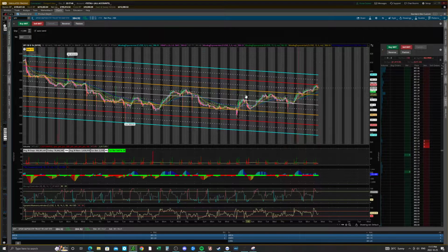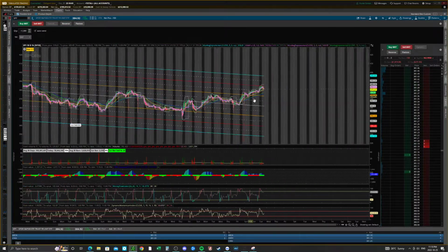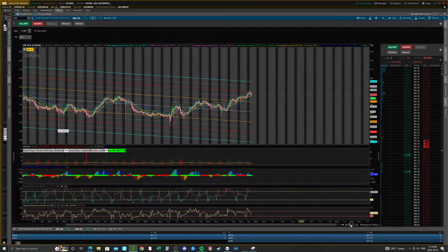So generally this is going to help you map out your entries. Here you can see it tried to test that level and it got rejected pretty hard, right? And so you can use this as resistance or support levels. Here, let's zoom in a little bit.